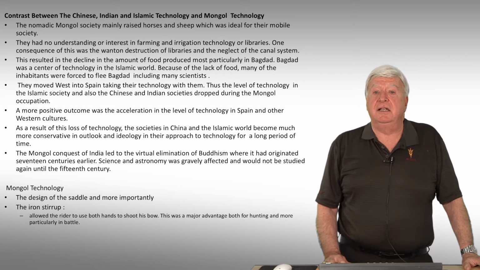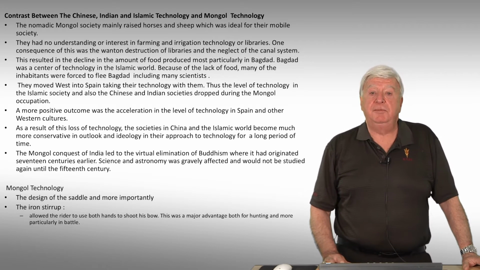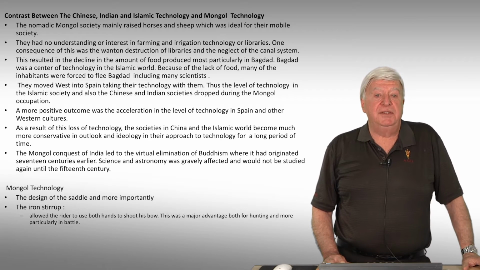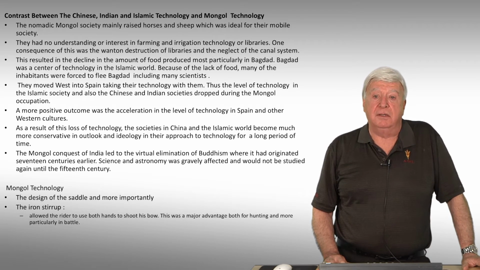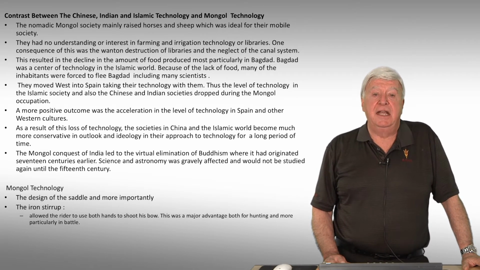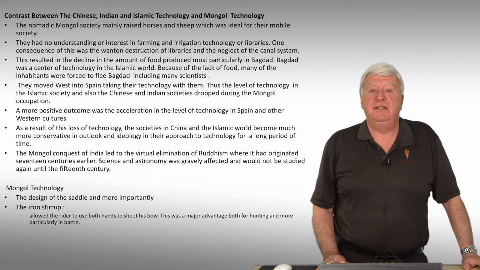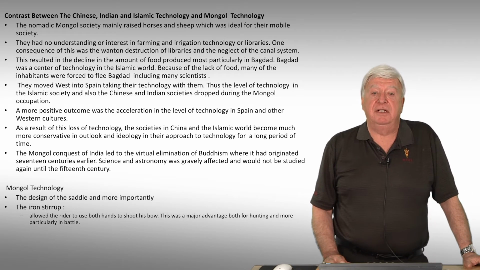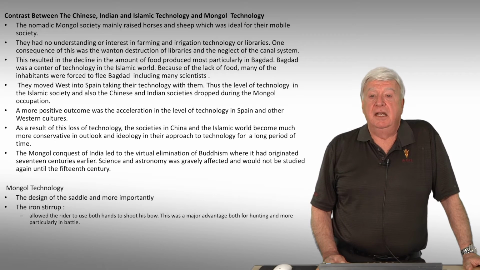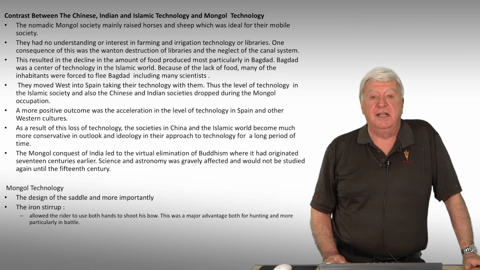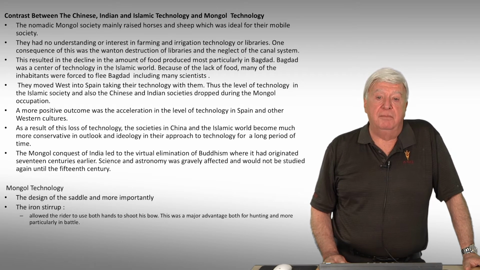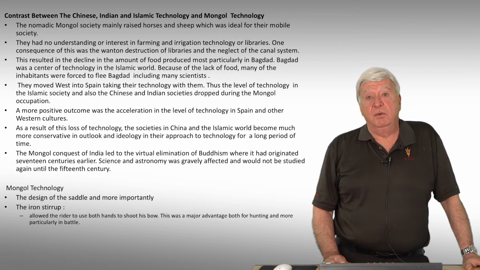This resulted in the decline in the amount of food produced, most particularly in Baghdad. Baghdad was a center of technology in the Islamic world. Because of the lack of food, many of the inhabitants were forced to flee Baghdad, including many scientists. They moved west into Spain, taking their technology with them. Thus, the level of technology in the Islamic society and also the Chinese and Indian societies dropped during the Mongol occupation. Another more positive outcome was the acceleration in the level of technology in Spain and other Western cultures.